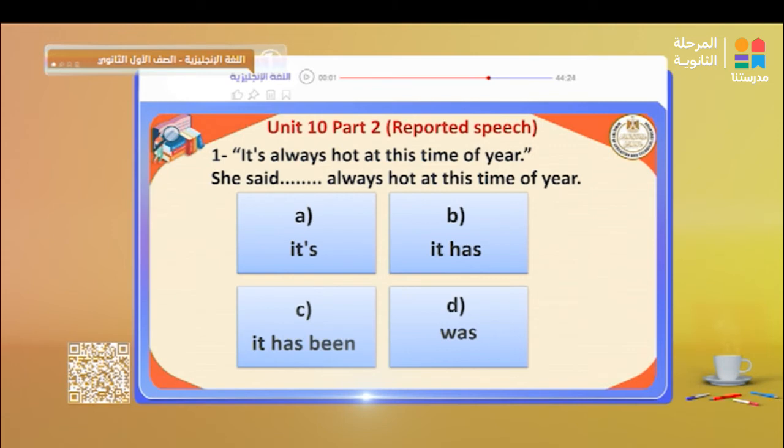So what is the correct answer? So the correct answer is, she said, it's always hot at this time of the year. Okay, so there is no change here because it's a fact.